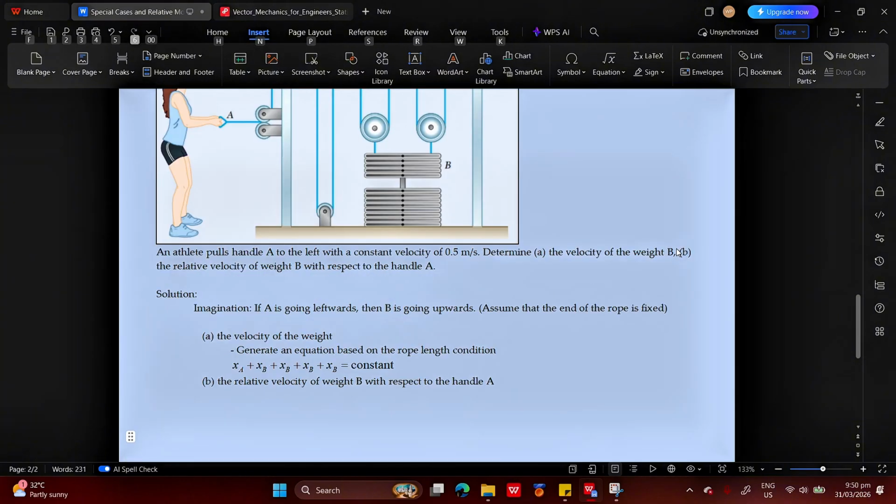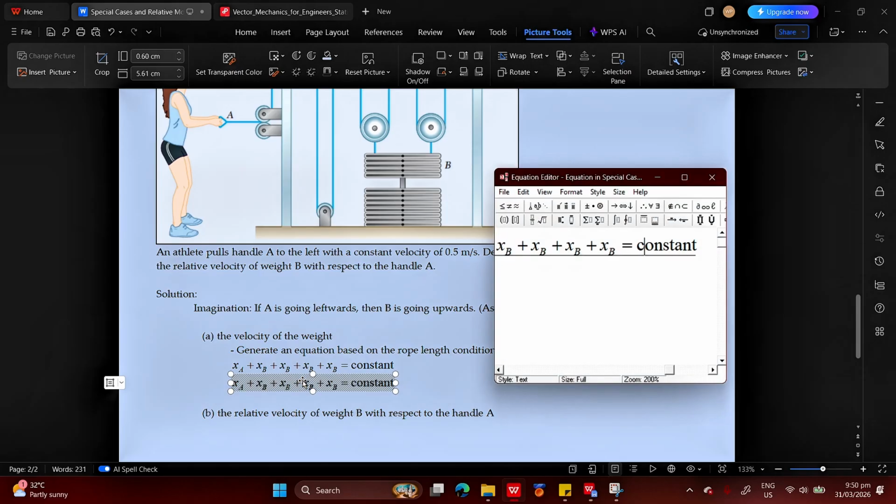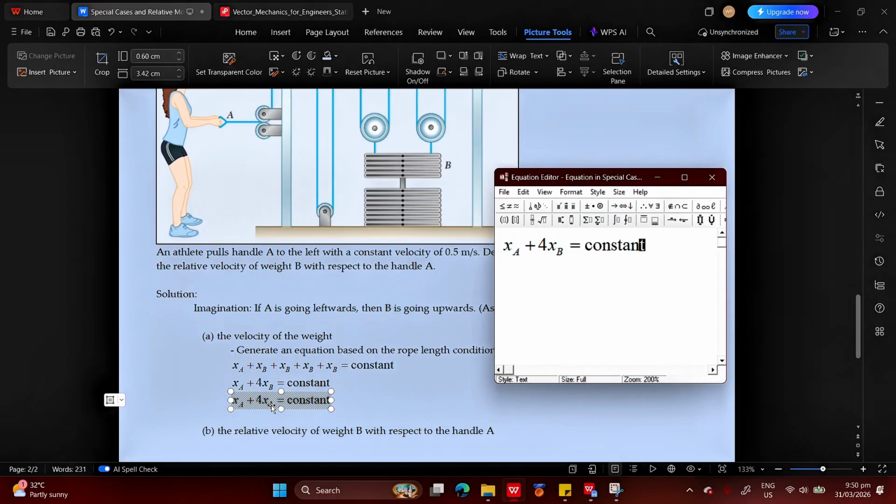So if you add them, even if they move, even if B is already in the mid-air, the total length of the rope will still be the same. So it's constant. Okay, and if you summarize, you will have 4. And then, if you differentiate this equation, expect the constant to be 0, and this one to be V, and this one to be V.